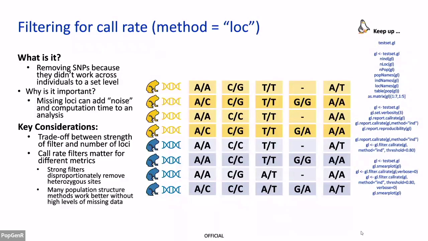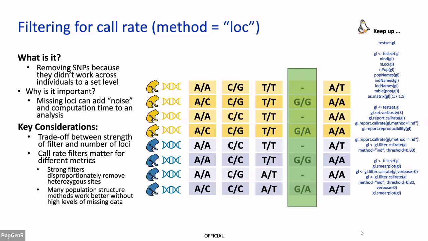So I'm first going to just start with talking about some of these filters. So filtering by loci. That's removing a particular locus from your data set. And it's basically because they didn't work to the extent you wanted across all your individuals, and they can add a lot of noise to a lot of data sets.